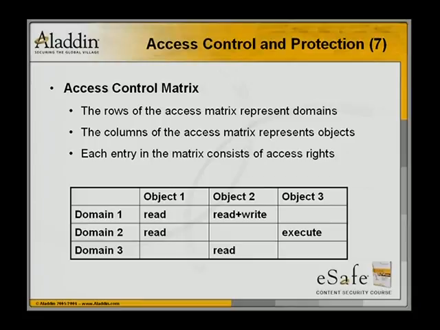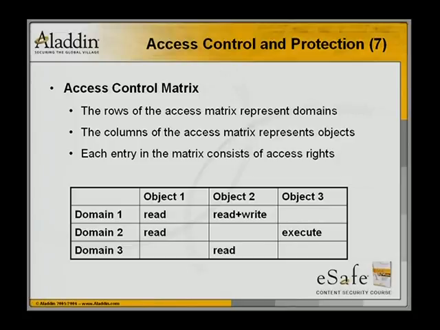So think of it, for example, as a folder and a user. So let's say the user is the domain and the object is a folder. So the user would have a read permission on the folder. So let's say user 1, which is domain 1, would have a read permission on object 1, but would not have any permission on object 3. So let's say object 3 is the finance folder.